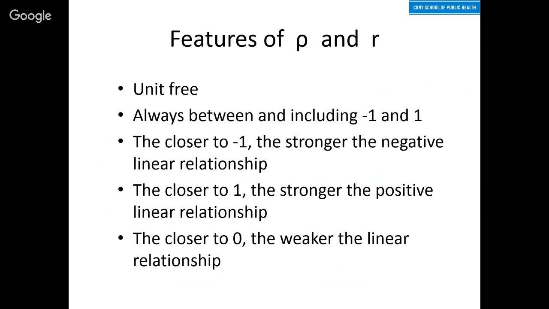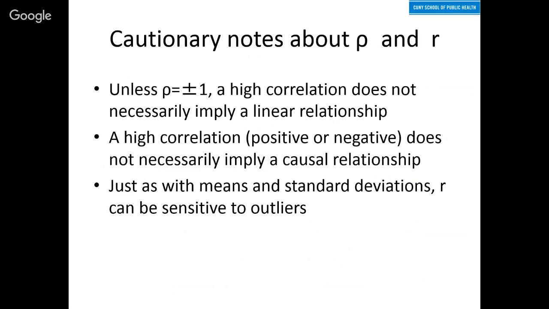So the closer to -1, the stronger the negative linear relationship, and the closer to 1, the stronger the positive linear relationship. And if it's close to 0, it means there's very little linear relationship at all. So keep in mind that unless your population correlation coefficient is exactly 1 or -1, a high correlation does not necessarily mean that it's a linear relationship.